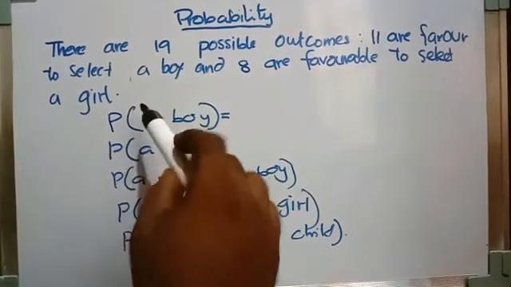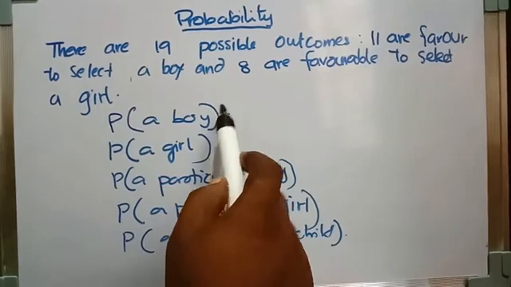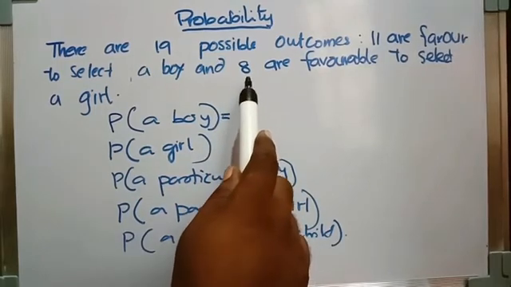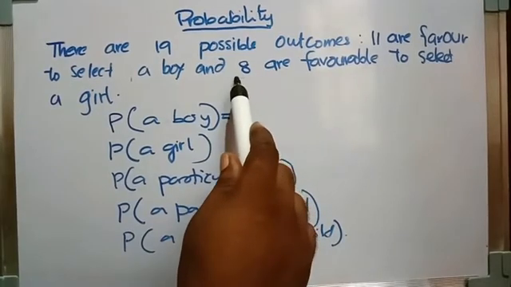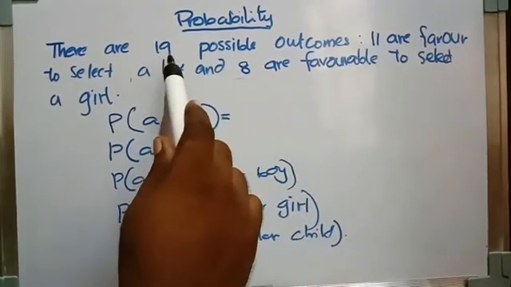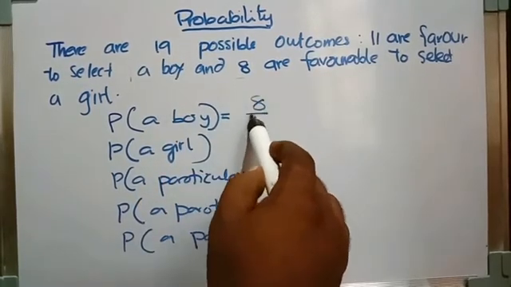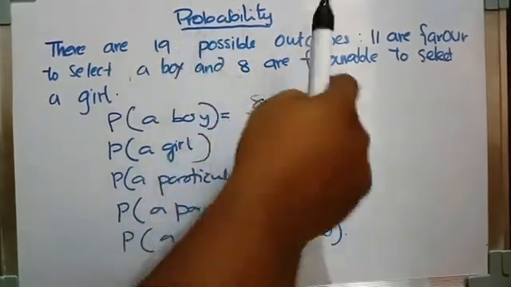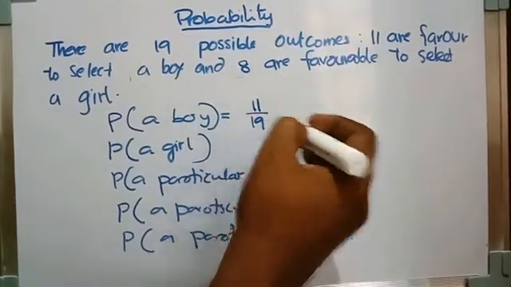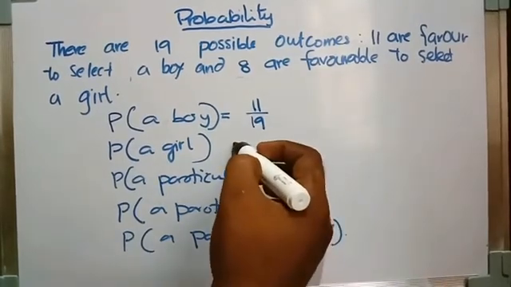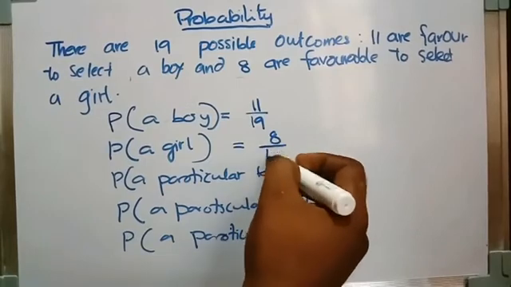Okay, so to select a boy, it's very simple. We have 11 boys. Among that, you have to select one boy. So favorable outcomes is 11 and the total is 19. So probability of selecting a boy is 11 by 19. And probability of selecting a girl is 8 by 19.